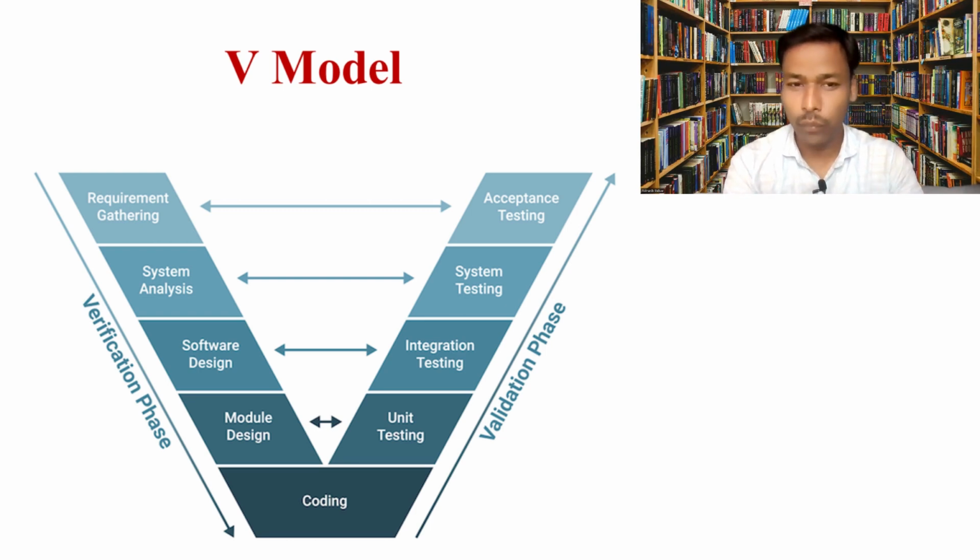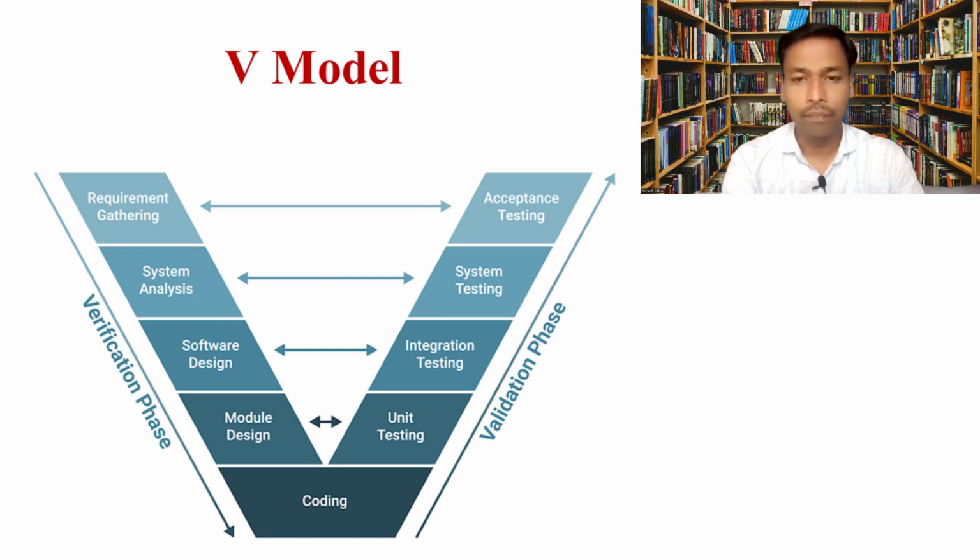You should check whether the whole system is working properly or not. You should check whether the whole system, including multiple different modules and the interaction between the modules, is working fine according to the requirements and according to the design level. That will be done in system testing, and the next one is acceptance testing.